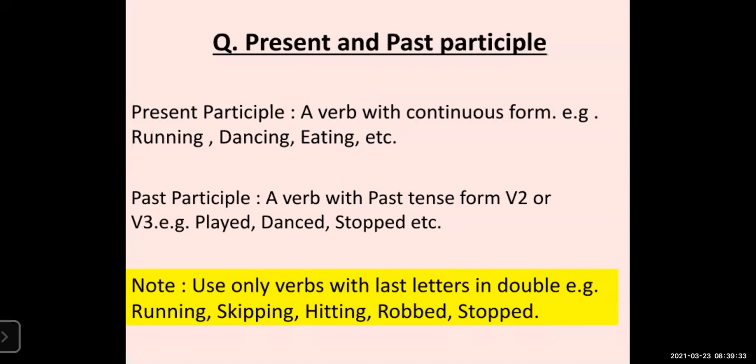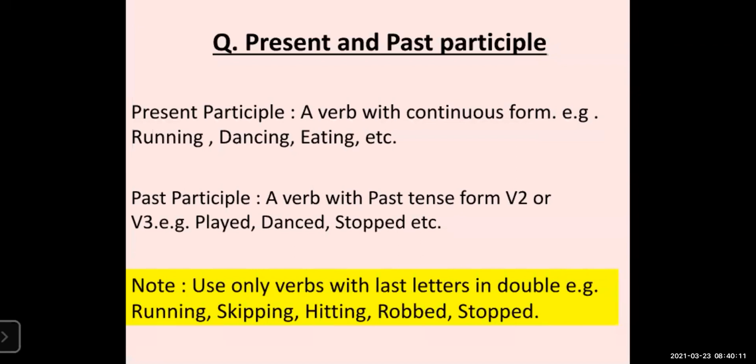For example, see, I've written here run, RUN. Run is the main verb. Running: the last letter of run, N, we have doubled here, according to grammatical rule. Running, RUNNING. Next is skip. Skipping, P is doubled here. Hit, hitting, T is doubled here. These are examples of present participles. And robbed, ROBBED, B is doubled here.